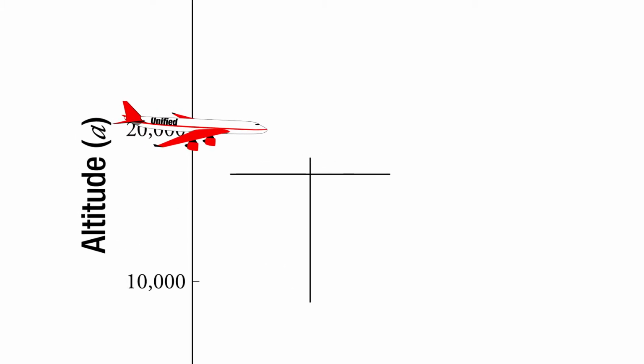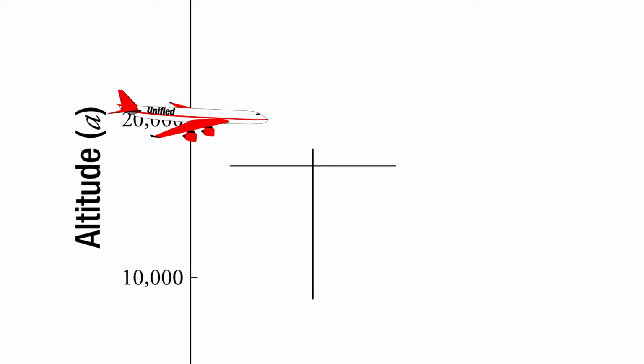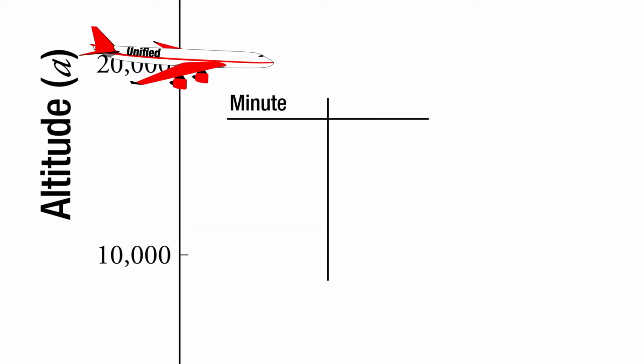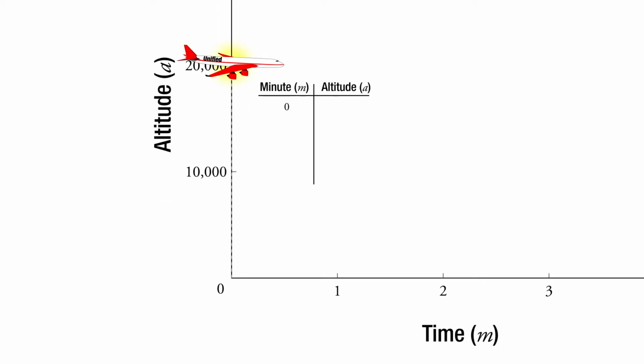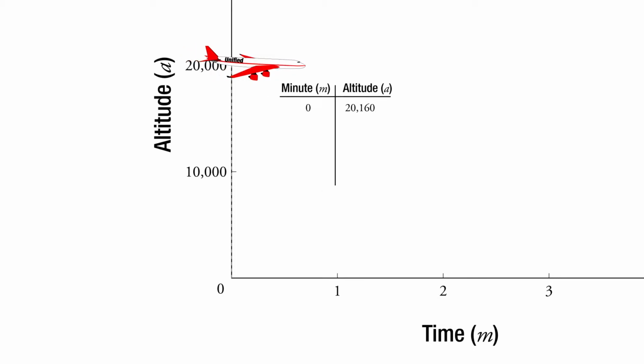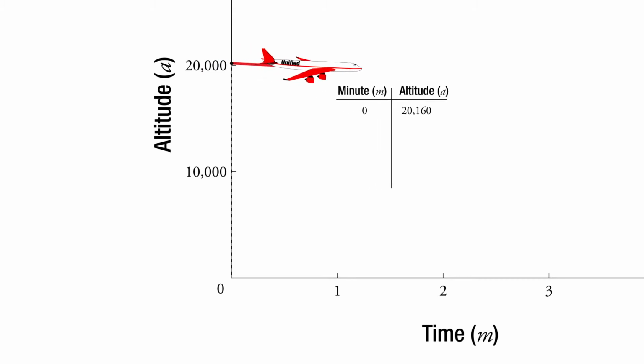That's the one that's landing. It's descending. And we can put a minute here, and we'll call that M. That's our variable. And we can put altitude here, and we'll call that A. And at 0 minutes, where everything starts, our United Airlines plane is at 20,160 feet. And it's going to drop by 190 feet per minute.